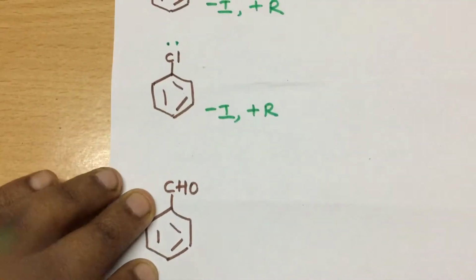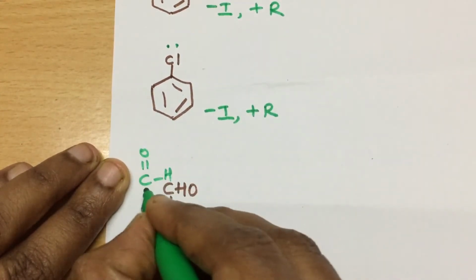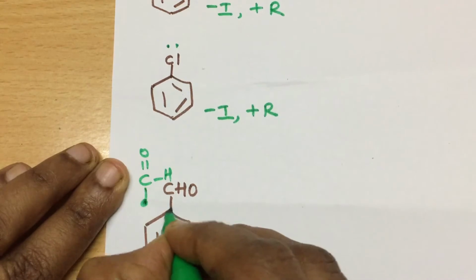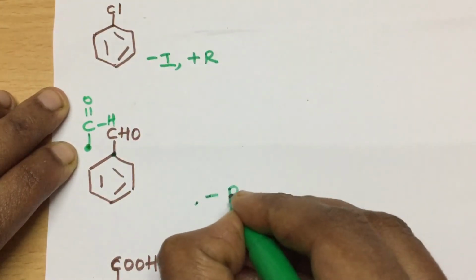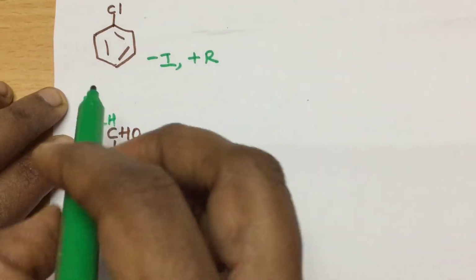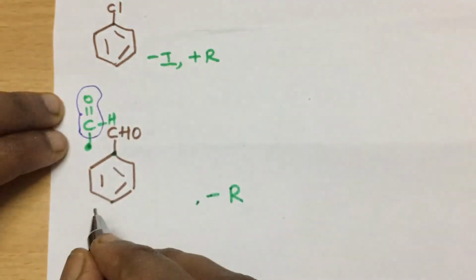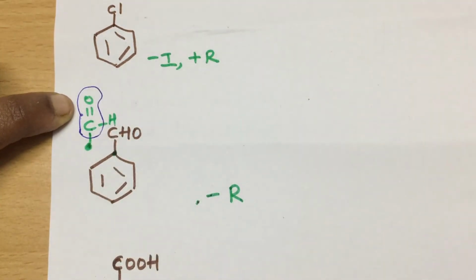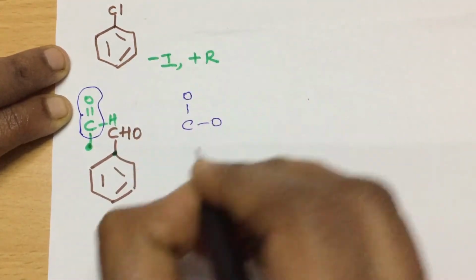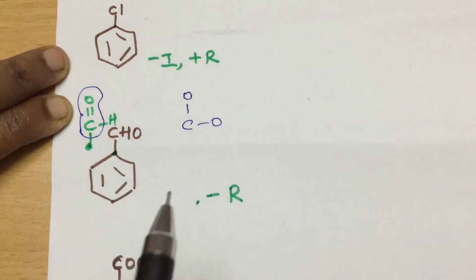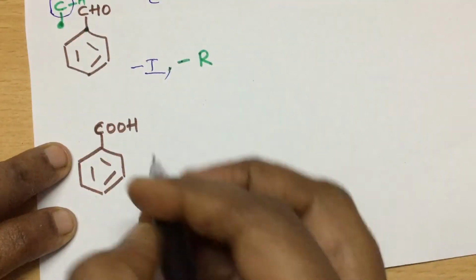Okay, then aldehyde. The full form of aldehyde is the carbonyl attached to the carbon of interest. This is the carbon of interest. Okay, he is having unsaturation, so minus R. Then carbonyl: you have to see this entire unit, not only the carbon. Though the first atom is a carbon, we have to see whom he is attached to. He is attached to a double bond O, which makes the carbon very much electronegative. So minus I.